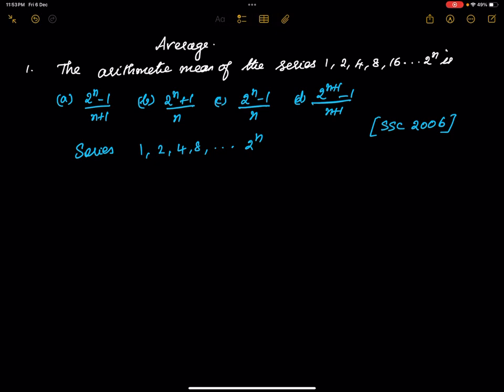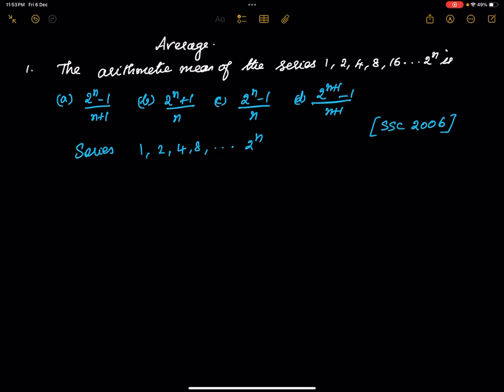See, if we want to find out the mean of two numbers, what we used to do is add the two numbers and divide by 2. Am I right? So, arithmetic mean is the sum of observations divided by the number of observations. That is the concept. Okay. In this series, 1, 2, 4 up to 2 power n is given.